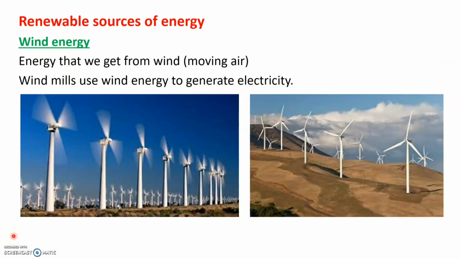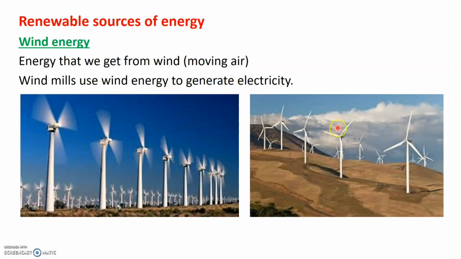So in addition to solar energy and hydro energy, wind energy is also a type of renewable source of energy. So we have already learned that moving air is known as wind. So energy that we get from wind is known as wind energy. As you can see here in these pictures, windmills use wind energy in order to generate electricity.